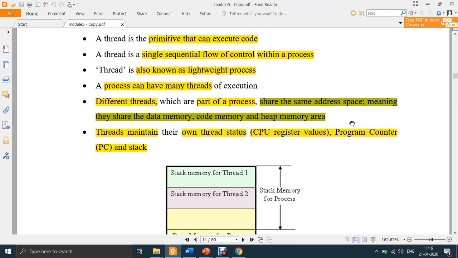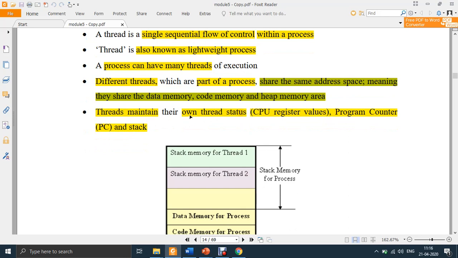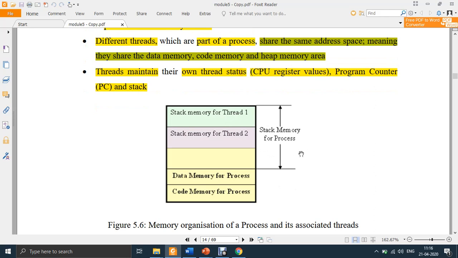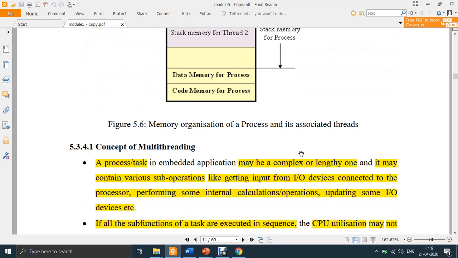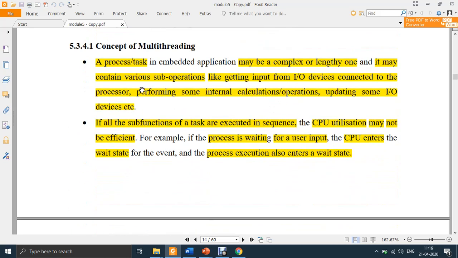Threads maintain their own thread status, meaning they will have separate registers, a separate program counter, and a separate stack also. Now the concept of multi-threading. Multi-threading means more than one thread for a process.